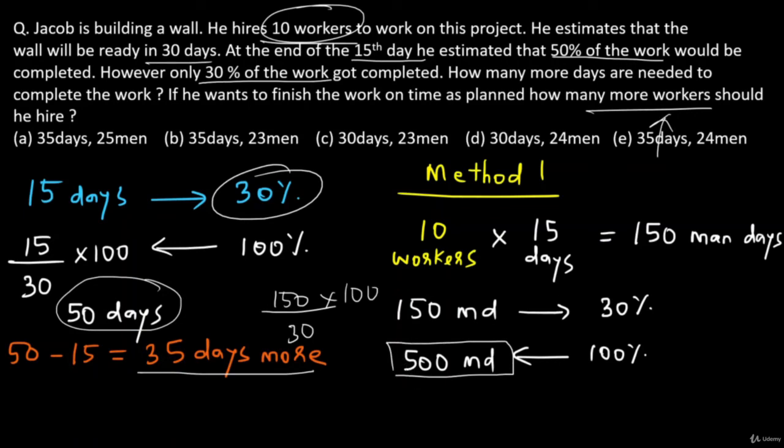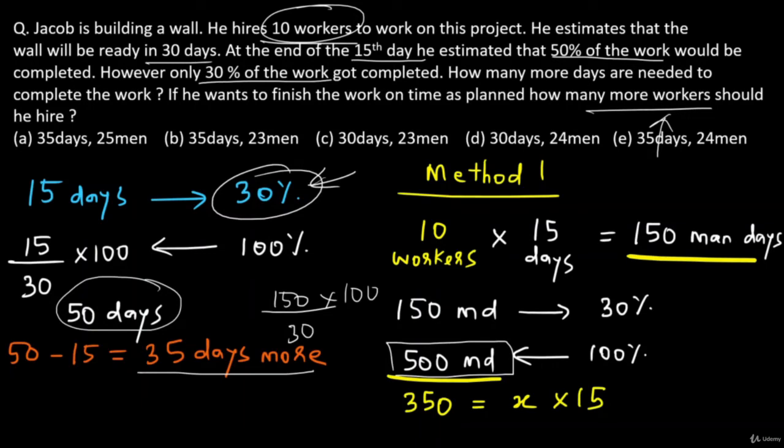All right. Now, already 150 man days is over. It's completed. 30% of the work is completed. So how much of the work is remaining? That would be 500 minus 150, which is 350 man days. Now, we need to finish it on time. That is, we have 15 more days and we need to find out how many men are required. So 350 man days is equal to X men into 15 days.